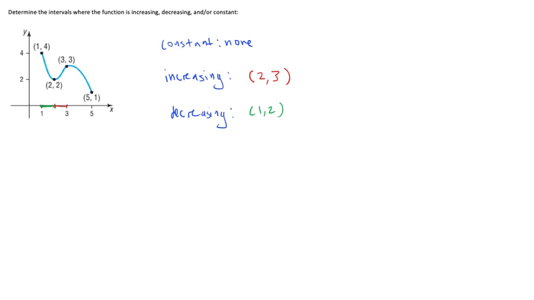So as you go from 1 to 2, the y values are getting smaller. And similarly, as we go from 3 to 5, the y values are also decreasing. And once again, always use parentheses. Don't be fooled by the filled-in circle here, the closed circle, right? For increasing, decreasing, and constant, we always use parentheses.